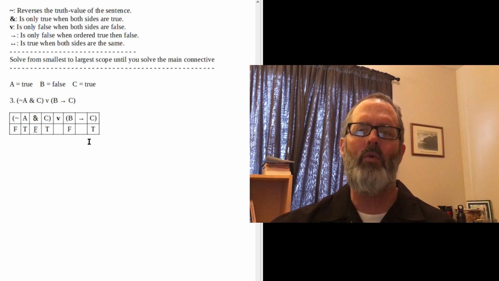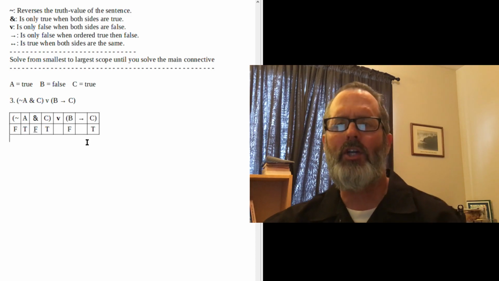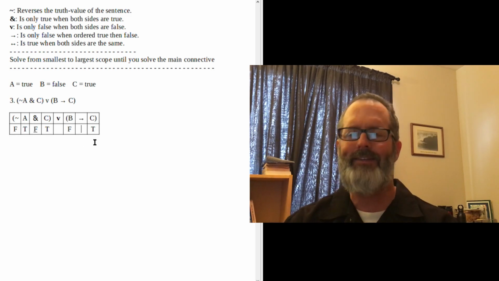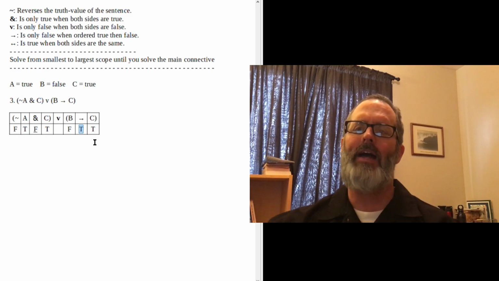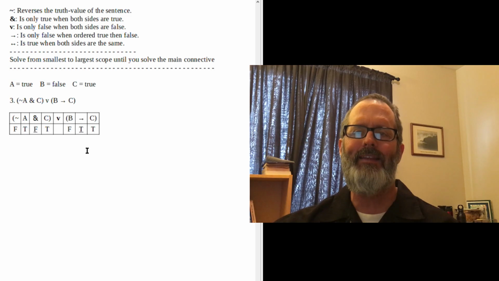I now go to the right and work inside these parentheses. What do I have? I have a conditional. A conditional is only false when ordered true then false. This is not ordered true then false, so this conditional is true. That value replaces the others, so I don't have to cross them out if I'm good at underlining. So I'm comparing this value on the right to this value on the left in terms of OR. An OR is only false when both sides are false. This does not have both sides false, so this OR's value is true. That is my final value, so I circle it. That's the main connective value, replaces all the others. Now it's clear.